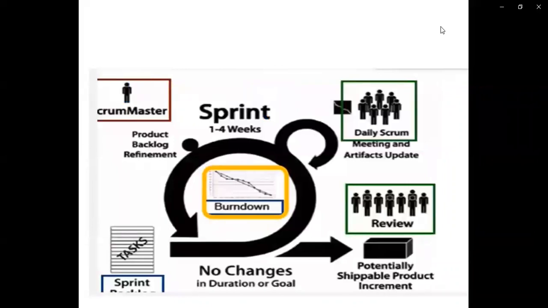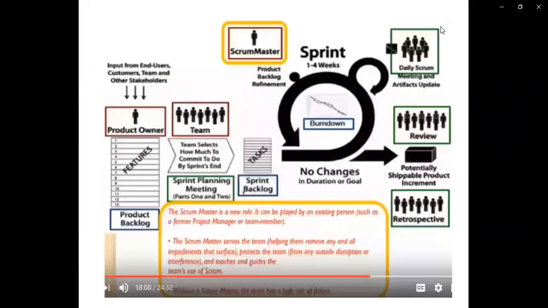Now the next one is what is called a burn down. When I say burn down, what exactly is the role of the burn down here? The scrum master is a new role basically. First of all, he takes all the minutes of meetings for the particular sprint, and it can be performed by an existing person who is a team member, or a project manager, a former project manager. They are all involved in the scrum master role.